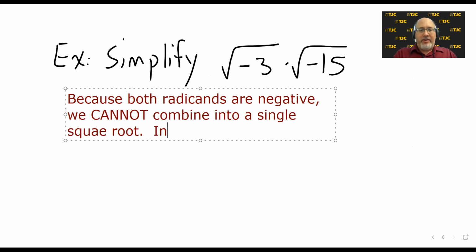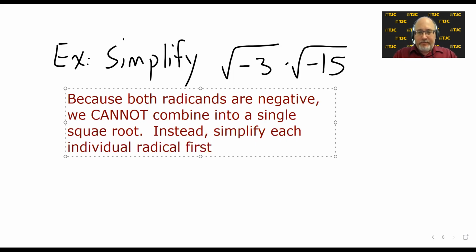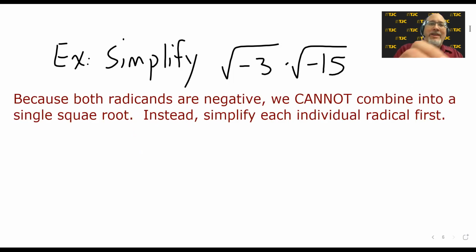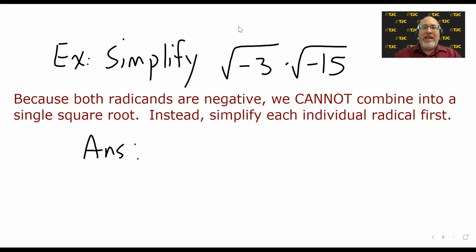So what do we do instead? Instead, simplify each individual radical first. All right, so because both radicands are negative, we cannot combine into a single square root. Instead, we have to deal with each one separately, but that's what we just got finished practicing. So we should know how to deal with these now.